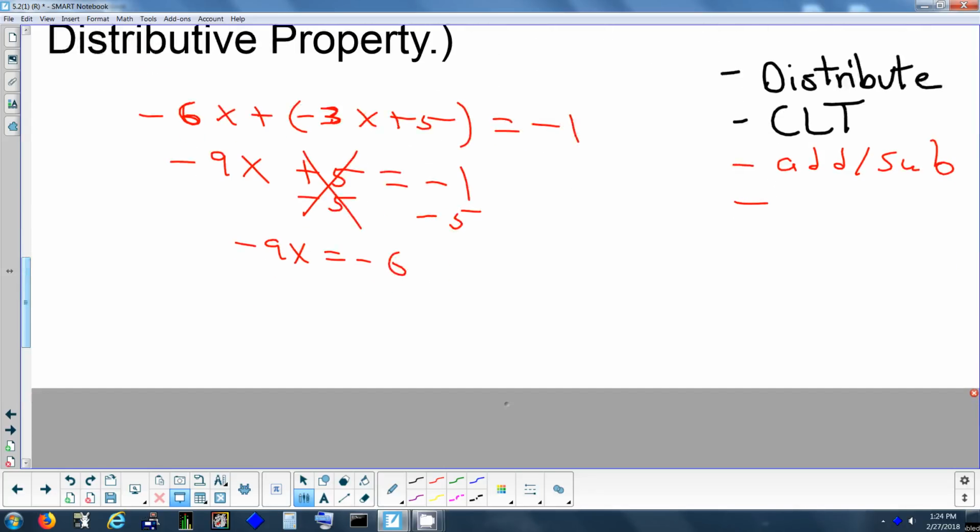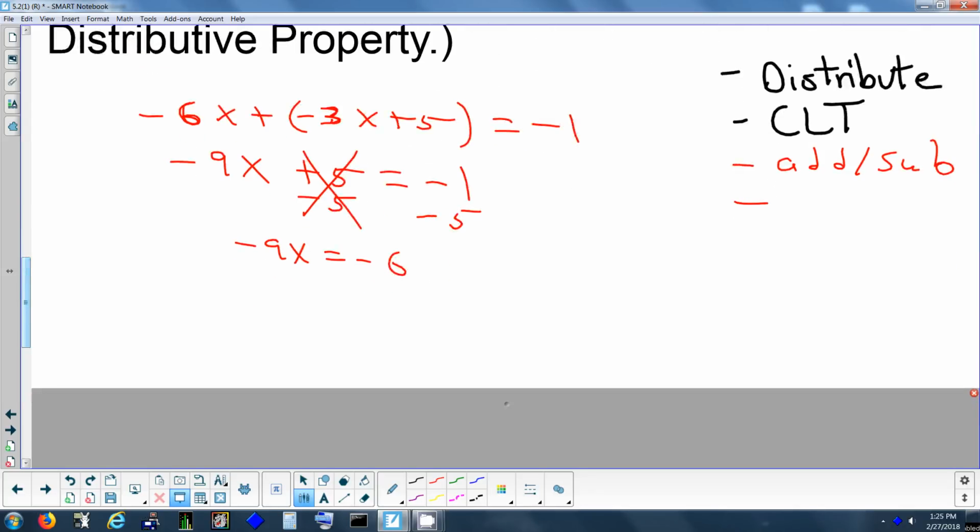You divide by negative 9. You may get a fraction. You may not always. A lot of times you won't. In this case, you do. This is going to be a fraction, which is okay. Negative 6x plus negative 3x, we combine like terms. There are parentheses, that's okay. You can still combine like terms.